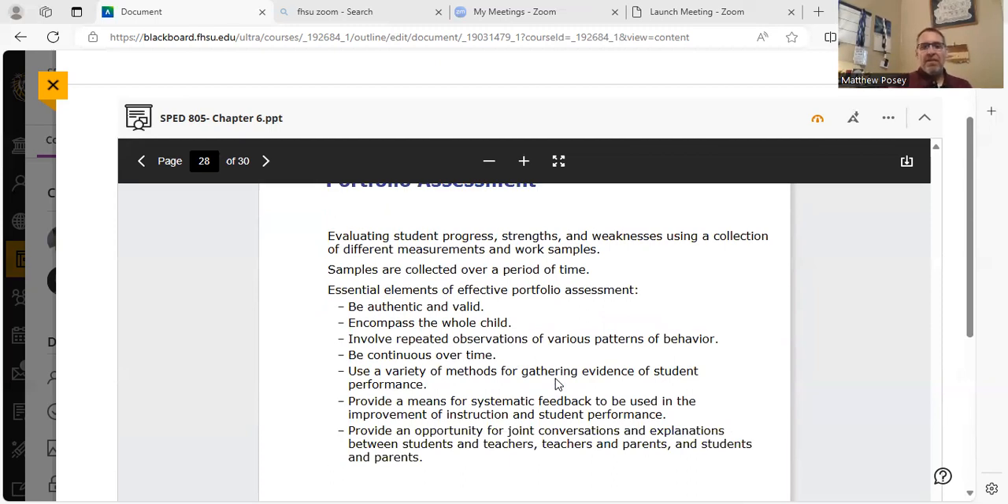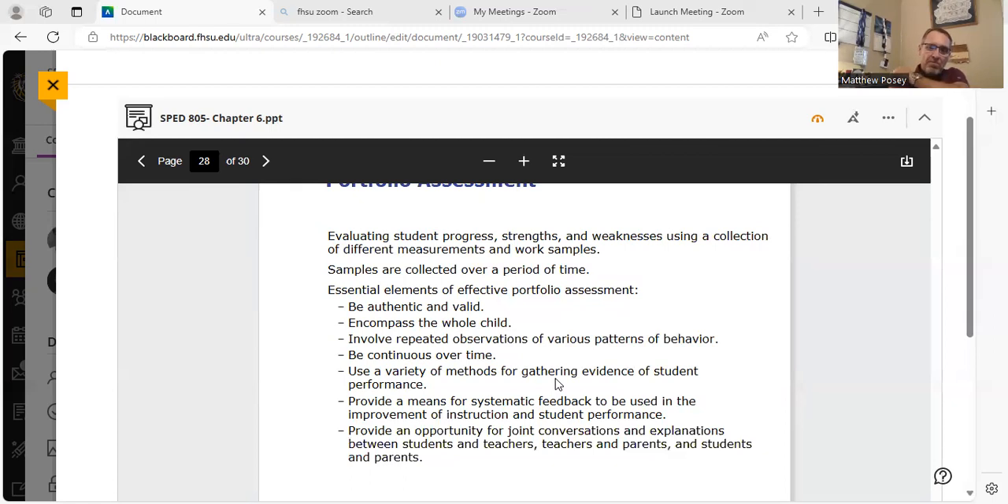Also, you can have repeated observations, various patterns of behavior. That'll give you another way to assess a student, and it can be continuous over a period of time. This could be ongoing, something that you are documenting throughout the week, at different points and times of the day, just to gauge that student's behavior.